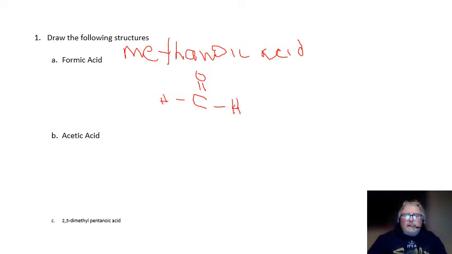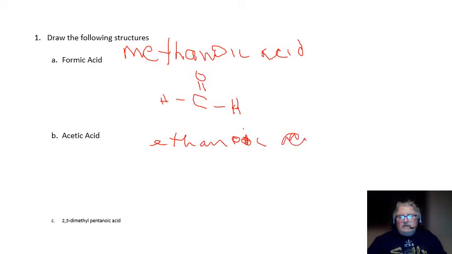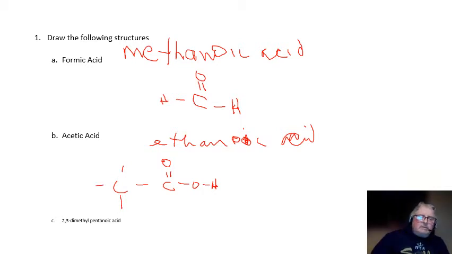We don't call it by its fancy name, methanoic acid. We call it by its common name. The two carbon carboxylic acid's technical name should be ethanoic acid, because it has two carbons, like ethane. That should be O-I-C acid. Here is the carboxyl end, and it has one carbon coming off of it, and I'll leave out the hydrogens. So this is the two carbon carboxylic acid.